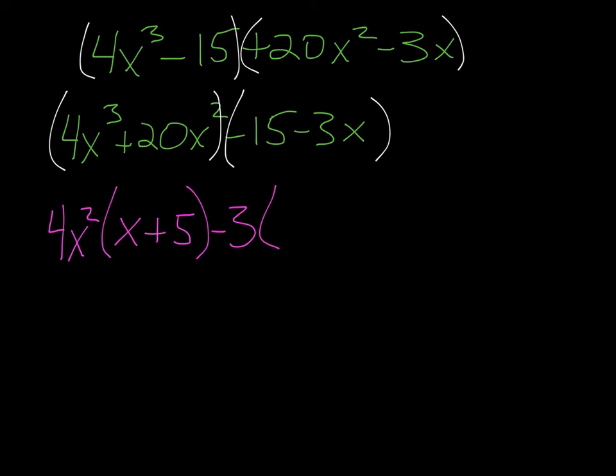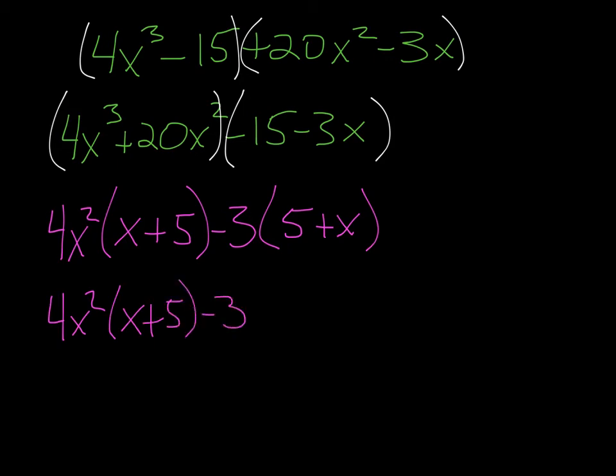What times negative 3 gives us negative 15? Well, that'd be a positive 5. What times negative 3 gives us a negative 3x? That'd be a positive x. And just like before, up here, we're allowed to rearrange terms as long as their signs come with them. Now, both of these are positive, so it shouldn't be a big deal. But we have 4x squared times x plus 5 minus 3 times x plus 5.